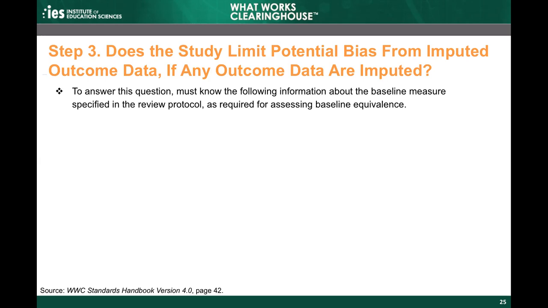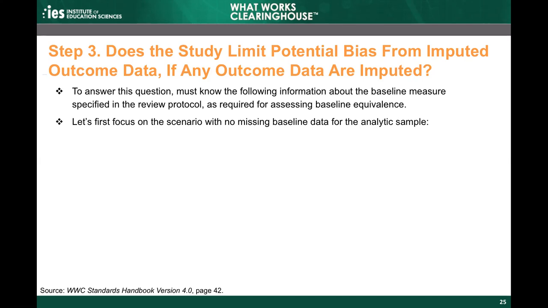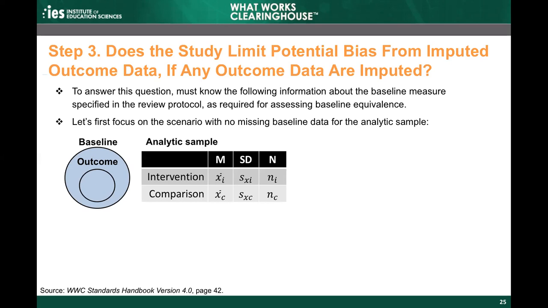So to answer if potential bias from imputed outcome data is limited, we have to know the following information about the baseline measure. It's important to note that the baseline measure should be the one that's specified in the review protocol as necessary for assessing baseline equivalence. So let's first focus on the simple scenario in which the analytic sample had no missing baseline data, but did have imputed outcome data. A graphical representation of this scenario would look like this. We have complete baseline data, but not observed outcome data for all participants. But the highlighted blue parts are the analytic sample.